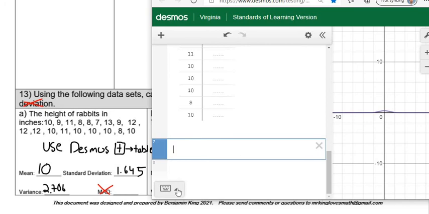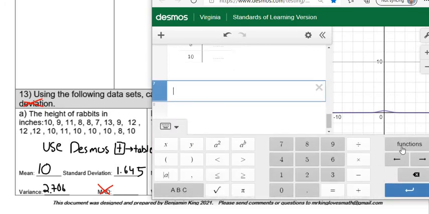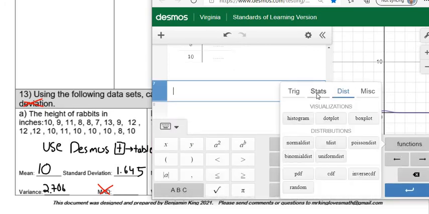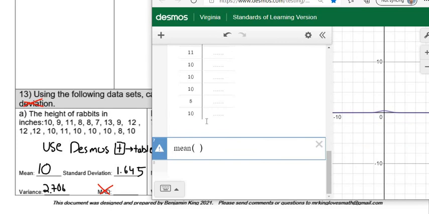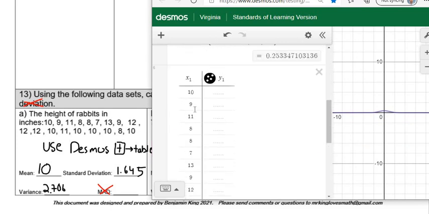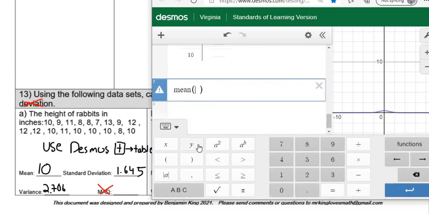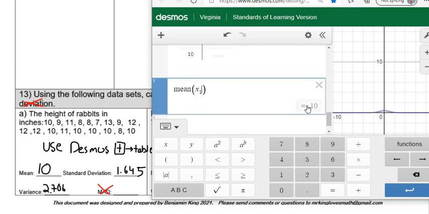You're looking for statistics. So you go to the keyboard, go to Functions, Statistics. You want to find the mean. Now keep in mind, mean of what? That's what that's saying. Like, what are you asking for? Well, we type this into x1. So just hit an x and a 1. The 1 will automatically go in as a subscript and tell you the answer is 10.